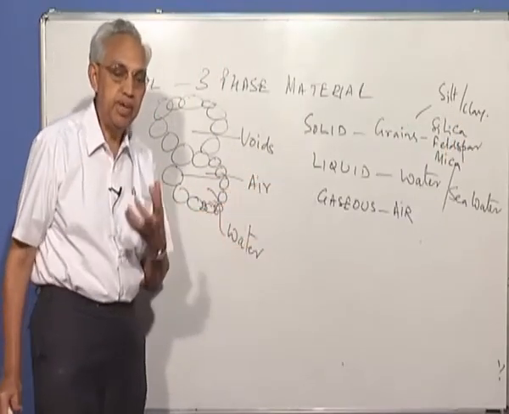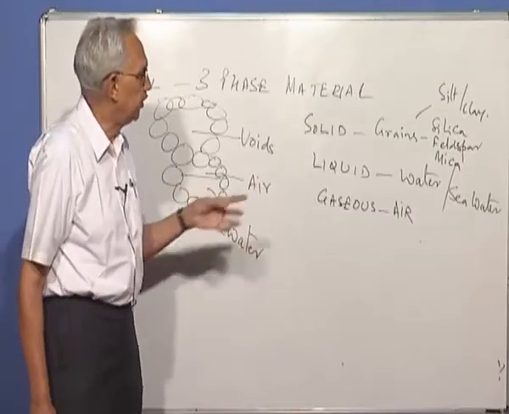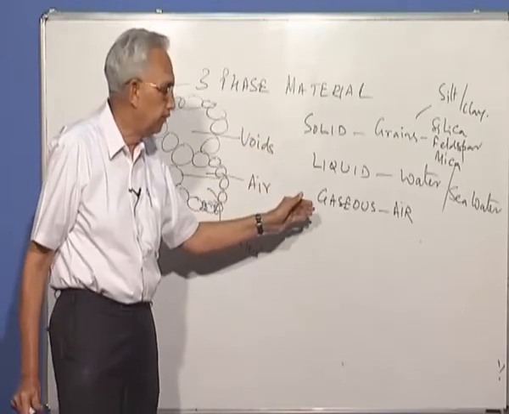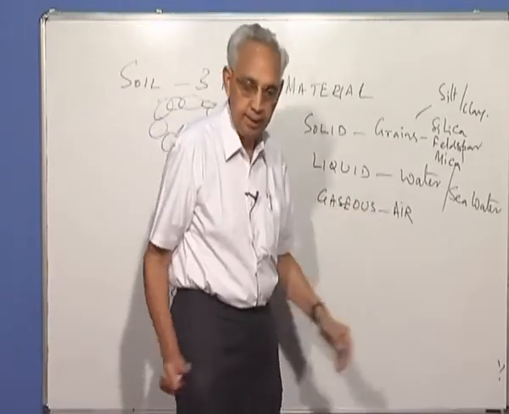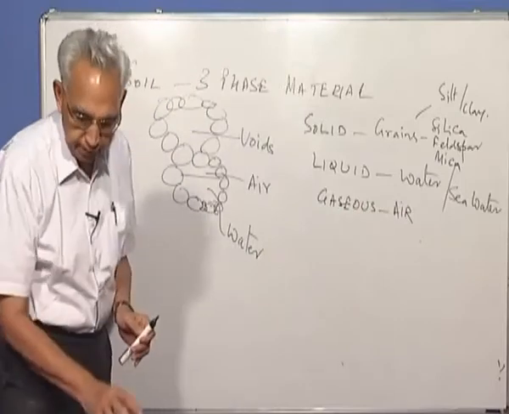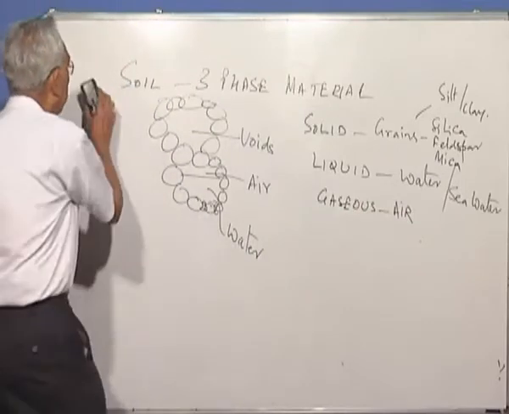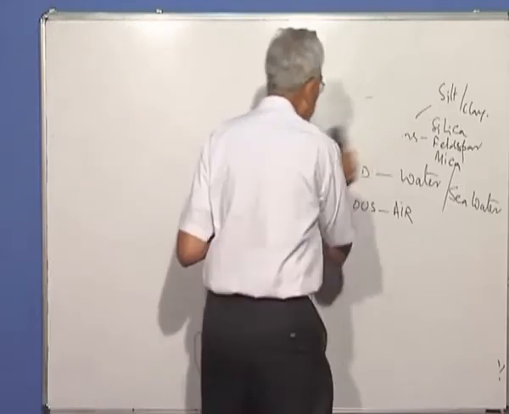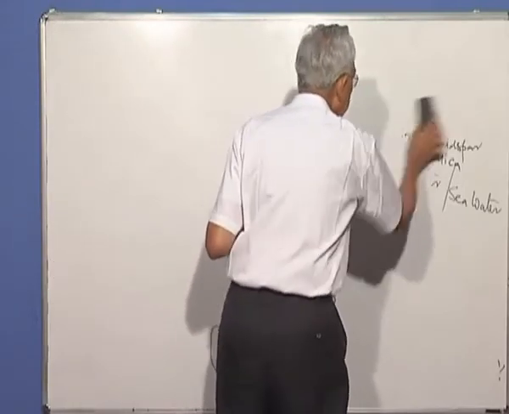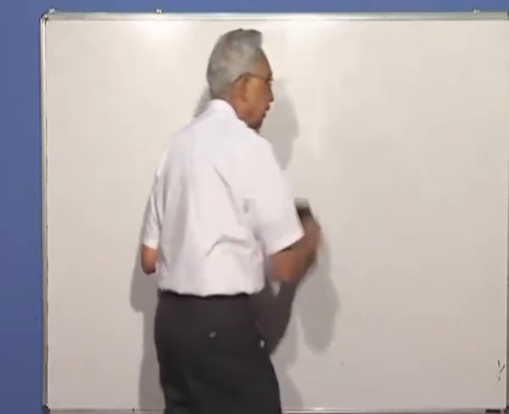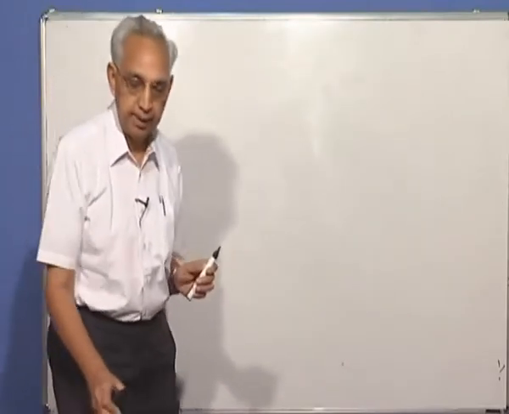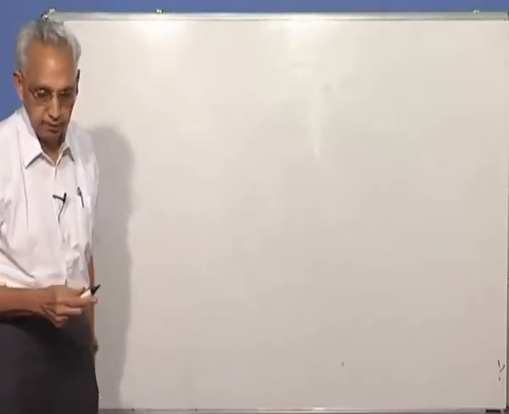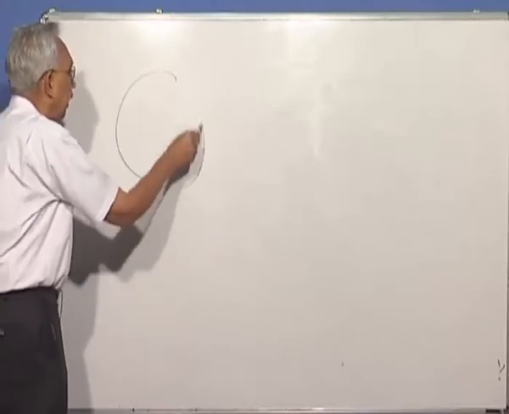In order to treat it as a material, I need to know how much is the solid part, how much is the liquid, and if there is air, how much is the air. So let us try to do a bit of arithmetic in what we call weight-volume relationships. Unlike other materials, if I give you a piece of steel, metal, you know easily what is the volume and the weight, and you can find out either the density in terms of mass units or unit weight in terms of force units. Suppose I give you a lump of soil.